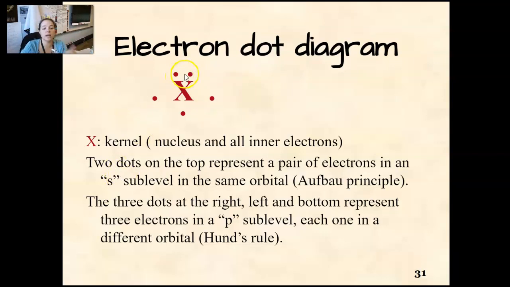And the two dots on the top represent a pair of electrons in the S sublevel of the same orbital, the F2 principle. Right now, we're just going to look for how many's on the outside. The three dots at the right, left, and bottom represent 3 electrons in the P sublevel, each one in a different orbital. This is Hund's rule.